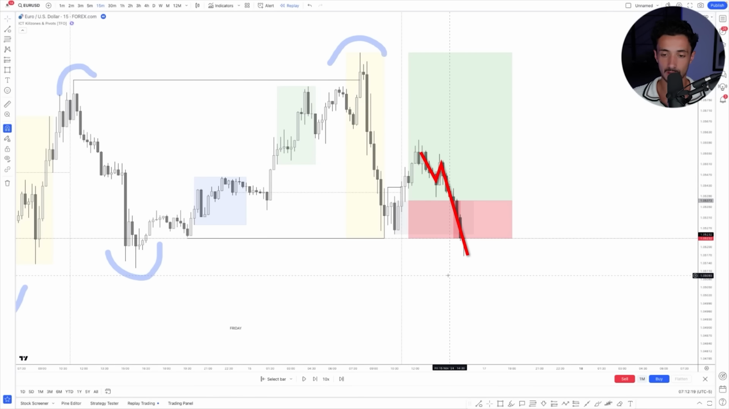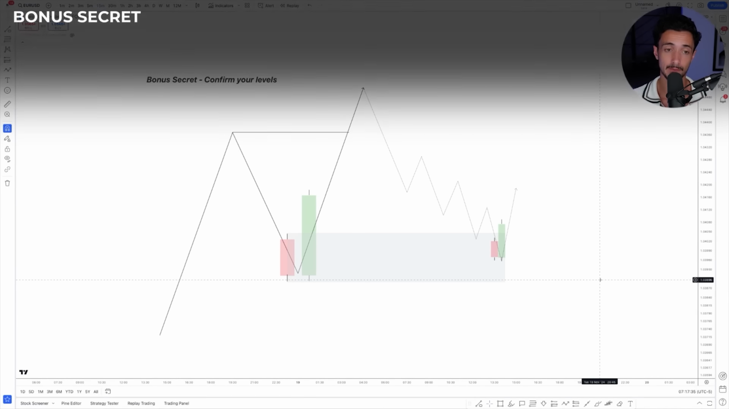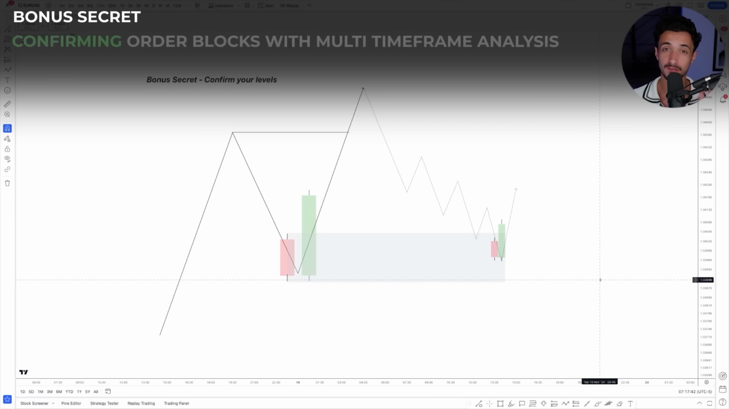Now, as a bonus secret, this is hands down the most valuable thing as a part of my trading. It helps me get high risk to reward trades. It helps me avoid a bunch of losses. It's the secret of confirming your order blocks with multi-time frame analysis. What does that look like?